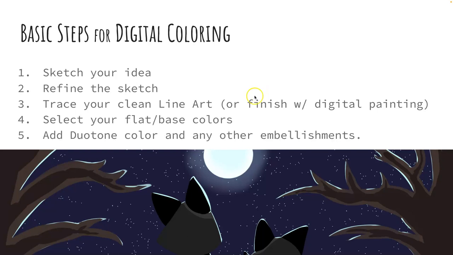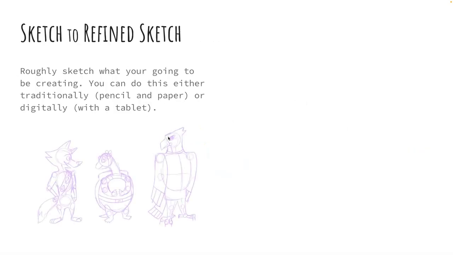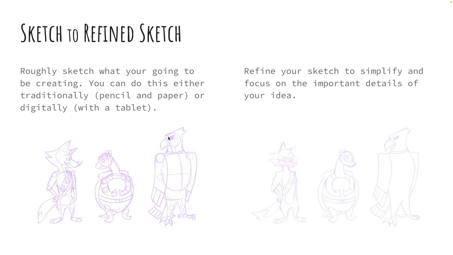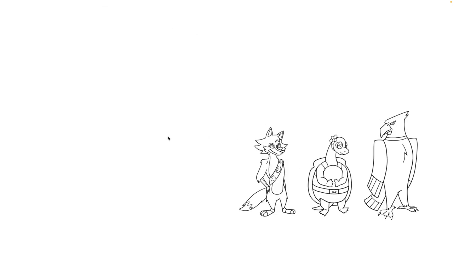Then you're going to select your base colors. What this student calls flat base colors, we call flat local color. You know, the color that the thing is without any lighting. And then you can add duotone color and other embellishments. And today I'm going to be showing you duotone color and other embellishments. So, sketching, we use basic shapes. You try different things out, and eventually you refine the pose, refine what you want for your illustration, whether it's character-based, whether it's something else.